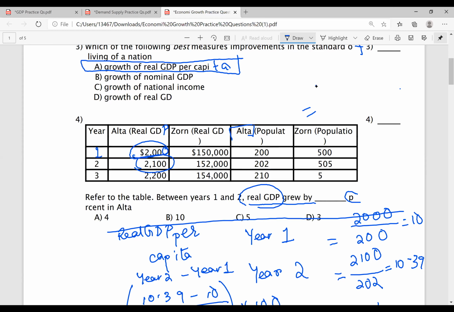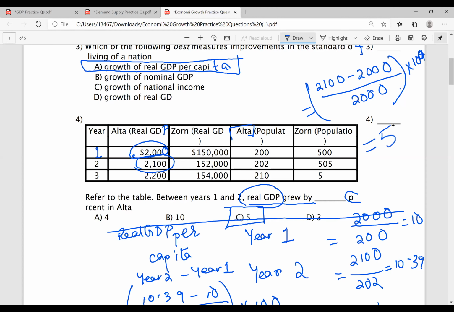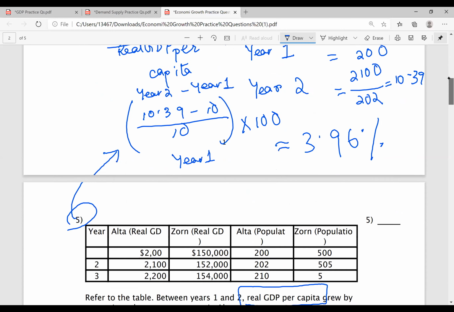This makes it super easy then. It will be 2100 over 2000. From that subtract 2000 over 2000 times 100. So whenever you have these growth rate questions, you are going to be using the formula: new minus old over old times 100. This one is 5%. Sorry about that. I solved question number 5 before question number 4.